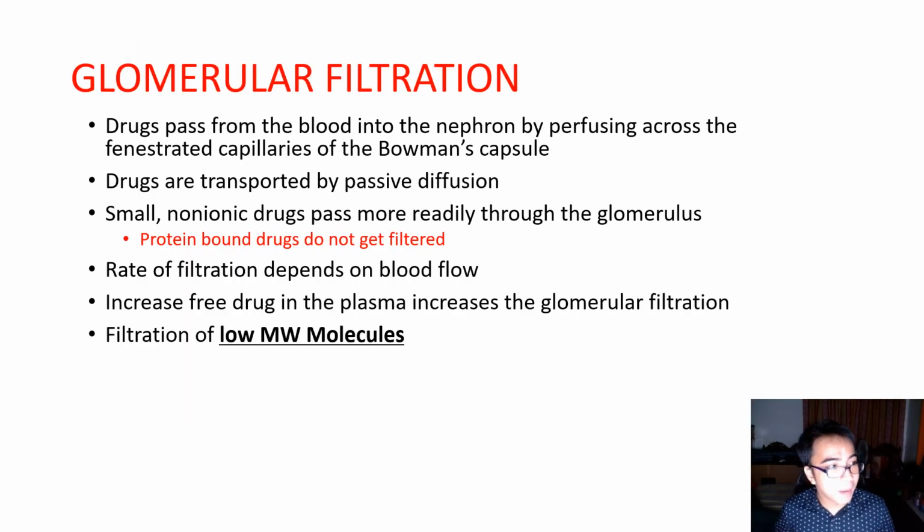Okay. So, glomerular filtration, class, is a process wherein drugs pass from the blood into the nephron by perfusing across the fenestrated capillaries of the Bowman's capsule. We say fenestrated, class, parang mesh wire. Okay? So, drugs are transported by passive diffusion. Small, non-ionic drugs pass more readily through the glomerulus. And protein-bound drugs do not get filtered. Bakit? Ang laki kasi nila. Hindi sila magkakasya dun sa mesh or sa filter natin.